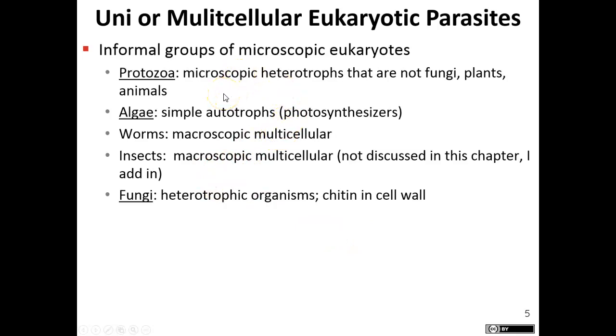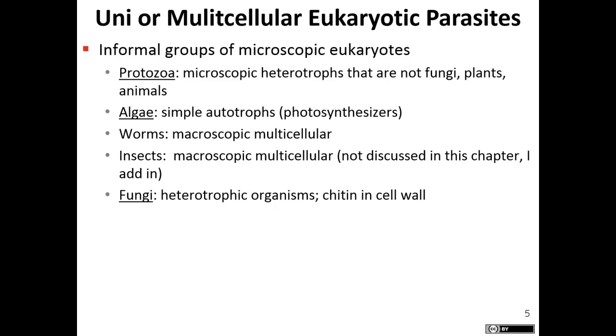So I mentioned the different groups and why they are important in microbiology. These are the groups that we're going to talk about. We're going to talk about protozoans. Protozoans are microscopic heterotrophs. Really the classification of protozoan is anything that's not plant, animal, or fungi. If it's not any of those, then it must be a protozoan. Algae are your simple autotrophic organisms that are photosynthesizers.